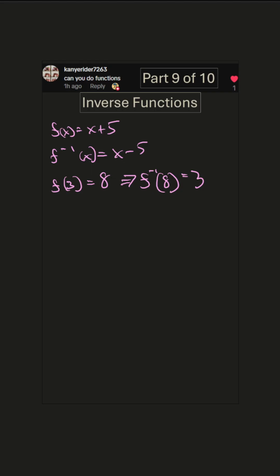So let's talk about how to find the inverse function. Let's use an example, f of x equals 2x minus 1. You replace the f of x with y equals 2x minus 1, and then you swap the x and the y. So x equals 2y minus 1. And then you just solve for y. Well, you add 1 to the other side, then divide by 2. So y equals x plus 1 over 2. So f inverse of x, we just rewrite it, equals x plus 1 over 2.